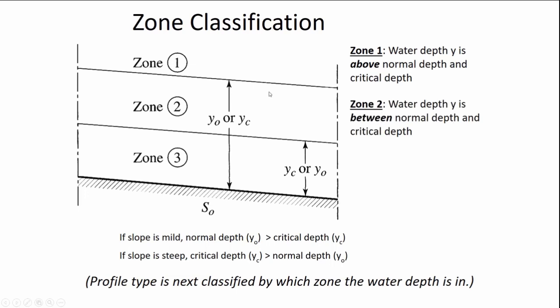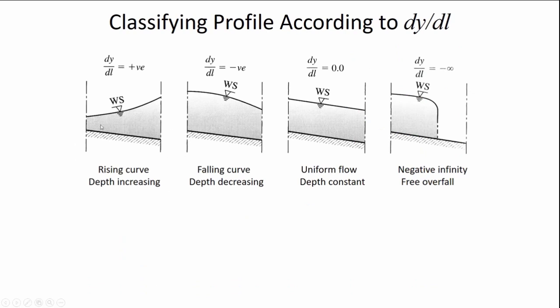Zone 2 is between them, and then Zone 3 is below both of them. All right. So if the dy dl is positive, then that means that the depth is increasing relative to the channel bottom. Dy dl negative means that the water depth is decreasing in the direction of flow. Dy dl of 0 just means that you have uniform flow. That is, the depth isn't changing in the direction of flow.